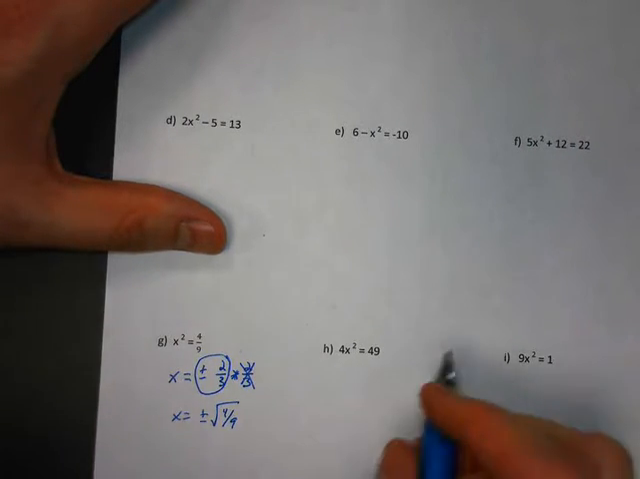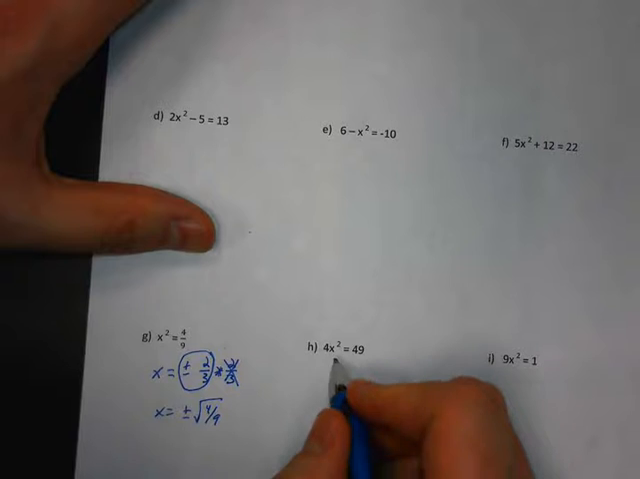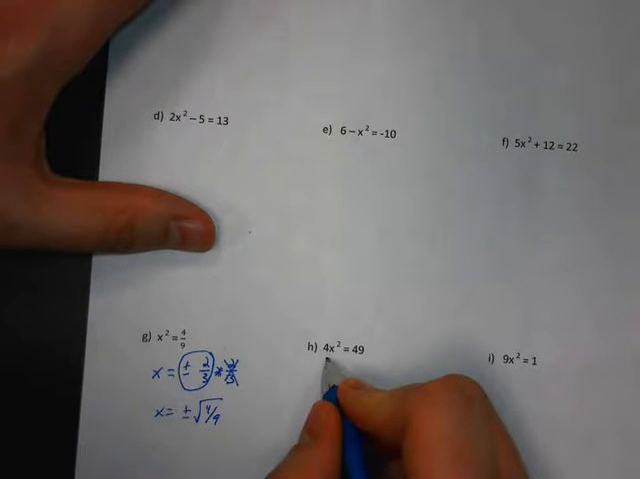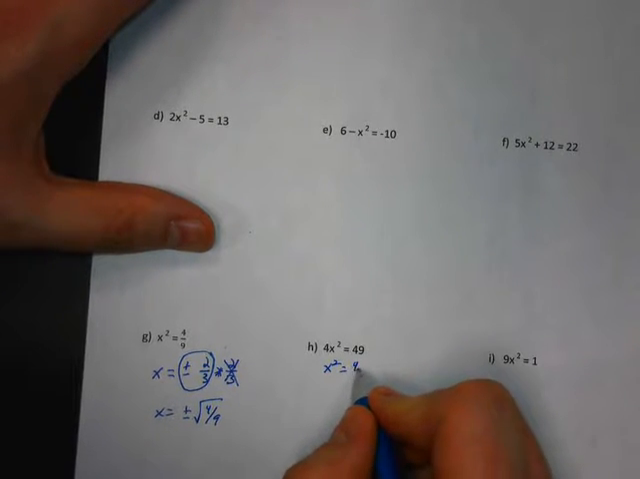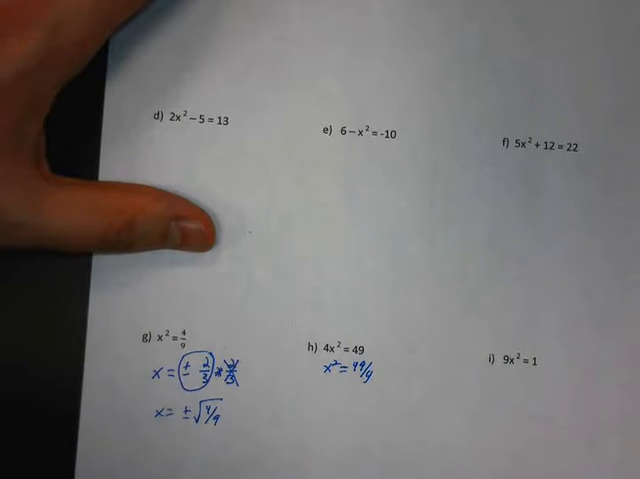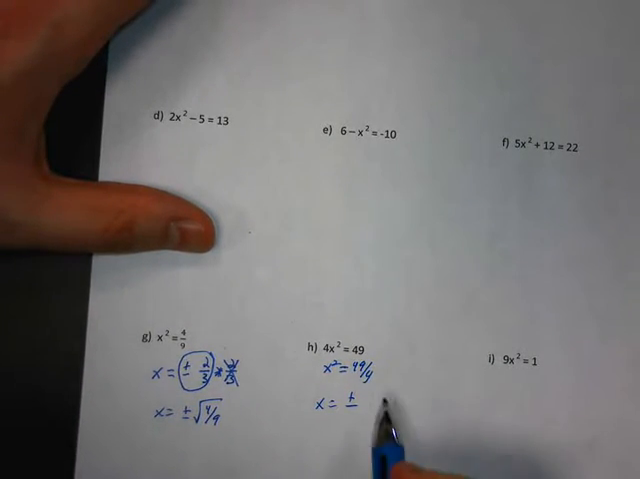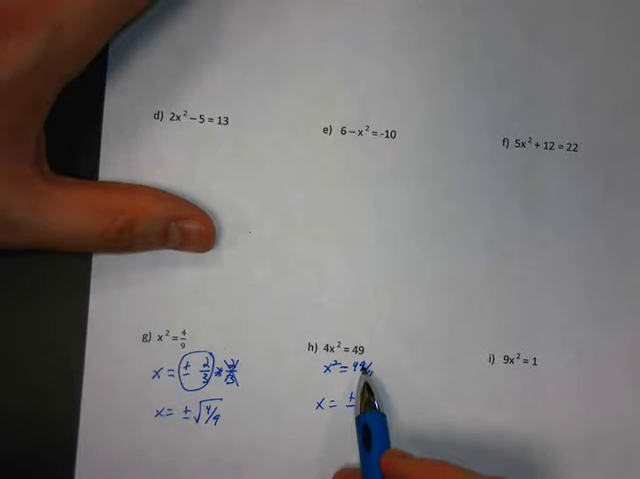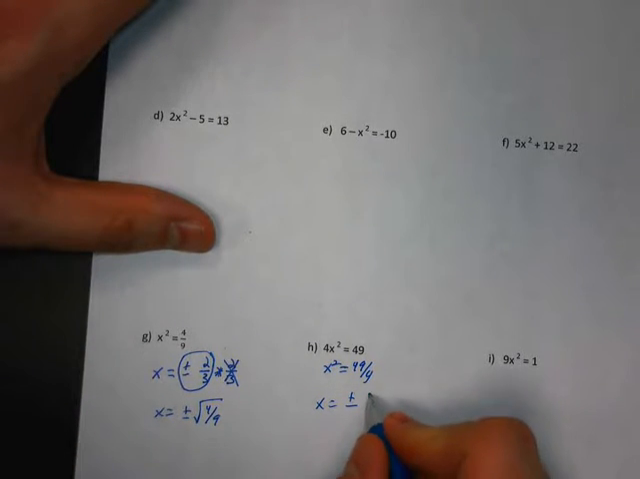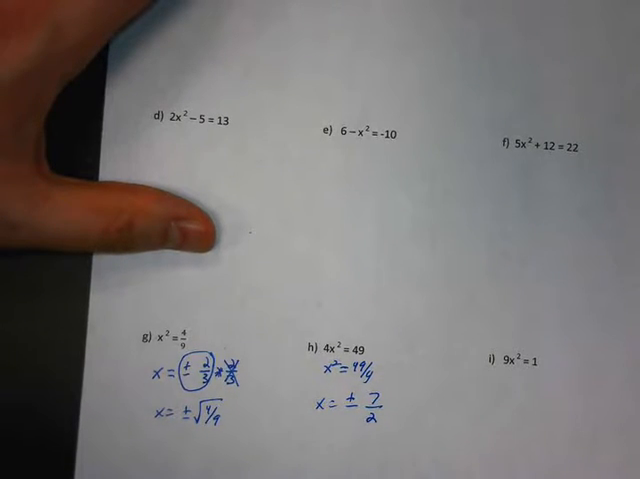Okay, on part H, similar to the ones on top there, if you divide by 4, you get x squared equals 49 over 4, or 49 fourths. So there, x equals plus or minus. Well, what do you multiply by itself to get 49 fourths? Well, 7 times itself is 49, and then 2 times itself is 4. So x equals plus or minus 7/2.